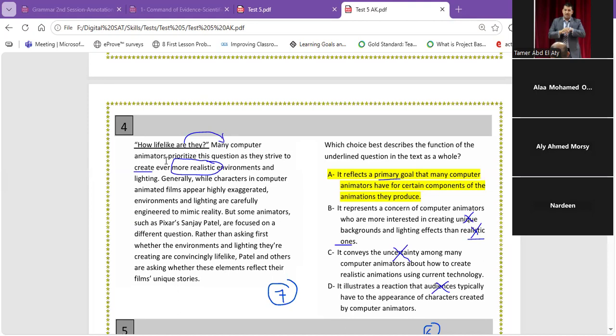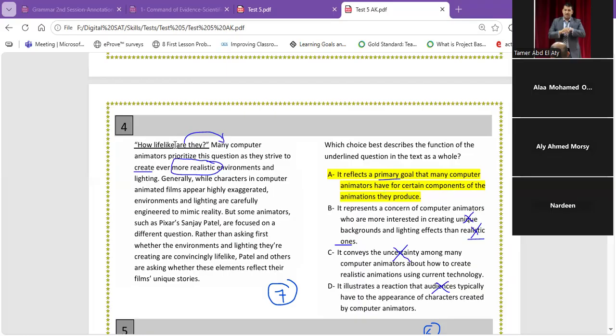Many computer animators prioritize this question as they strive to create ever more realistic environments and lighting. Let's find. So it reflects a primary goal that many computer animators have for central components of the animation they produce. Yes, how lifelike are they? And they start to say that the computer animators search for this answer to have a goal, to make it more realistic, to make the enemy more realistic. Yes. It represents a concern of computer animators.